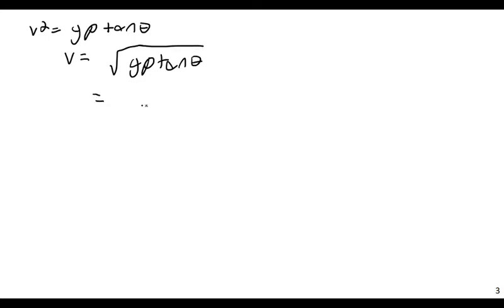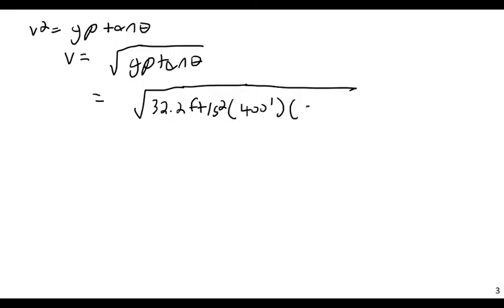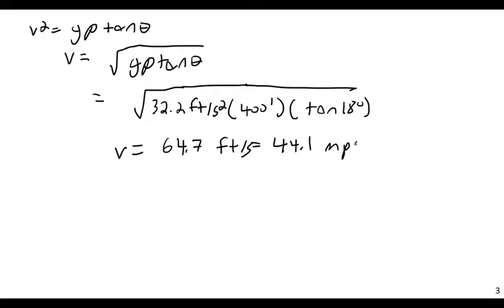And if I plugged in numbers into this, I would get G, which is, let's say, 32.2 feet per second squared, times a radius of 400 feet, times tan of 18 degrees. And this would produce a final velocity V of 64.7 feet per second, or if I liked, 44.1 miles per hour.